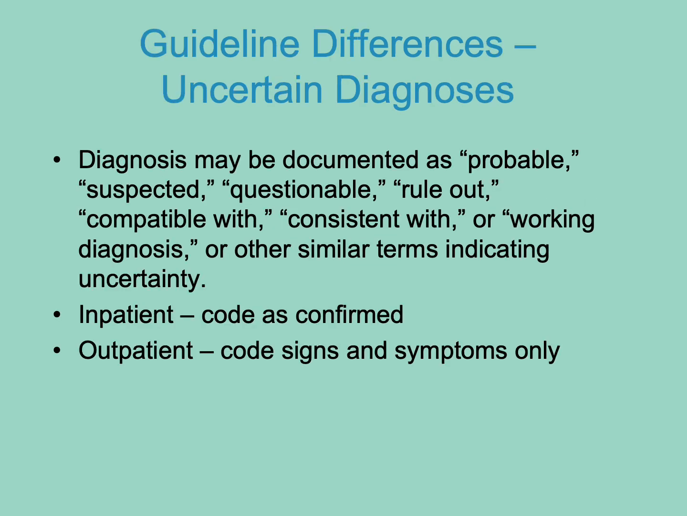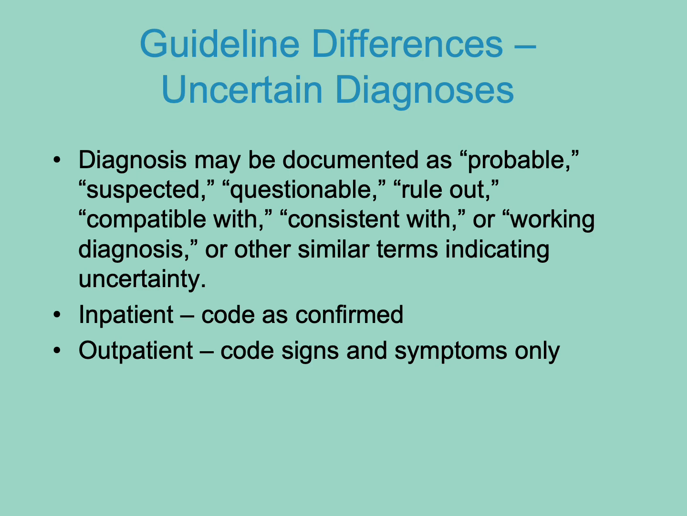Okay, so let's look at some specific guidelines. Uncertain diagnosis. The guidelines say that a diagnosis may be documented as probable, suspected, questionable, rule out, compatible with, consistent with, working diagnosis, or other similar terms indicating uncertainty. The provider is not sure what's wrong yet. Happens a lot. They may need to do additional testing. They're not sure. You don't want to jump into a diagnosis before knowing what exactly is wrong.